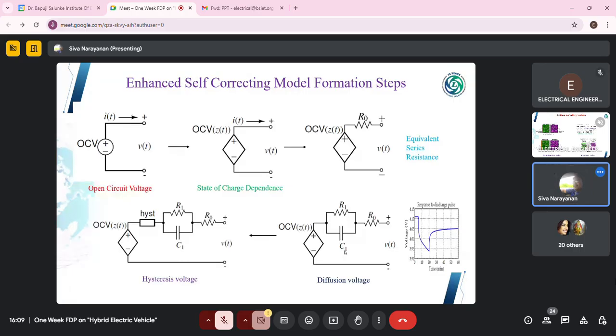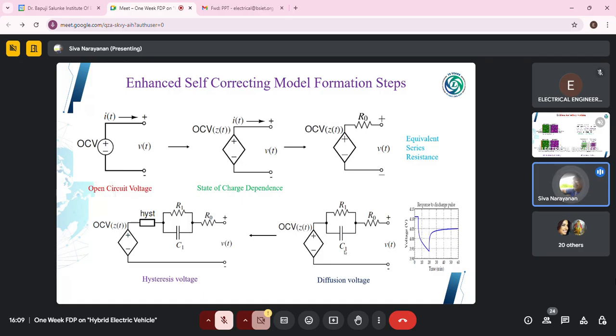It happens because of the interconnection of the electrode and the electrolyte, or because of the combination of more than one component during the process of charging and discharging, or sometimes the internal resistance can also increase based on the temperature. So all this contributes to the resistance R naught.